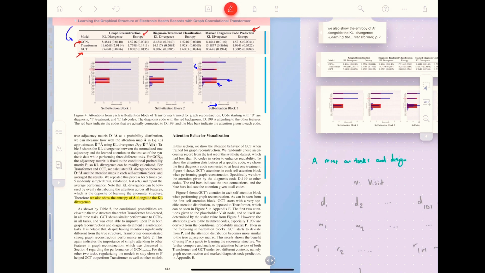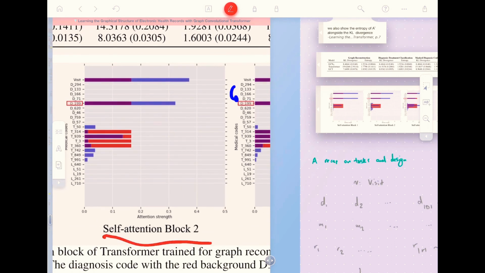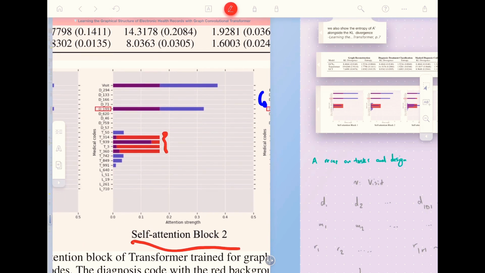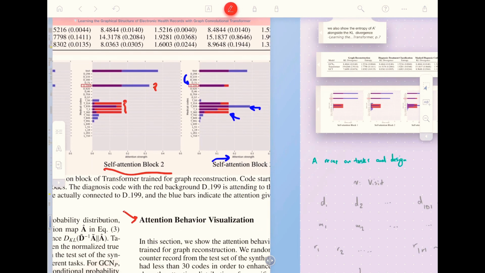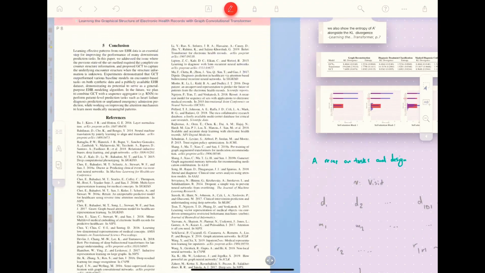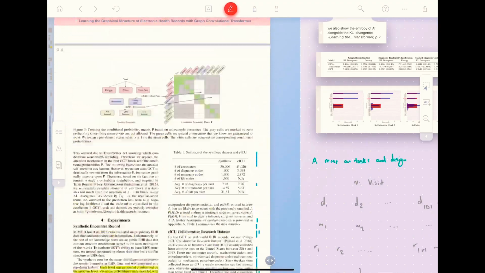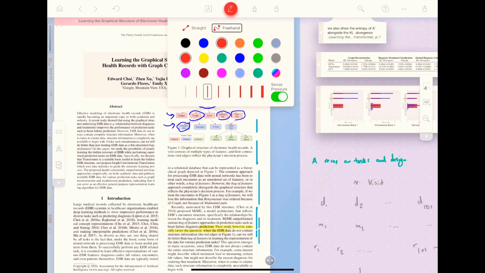And the last part of this paper is going over the attention behavior visualization, in which, for example, we have self-attention block 2 here. The red bars indicate that there exists a connection. These are ground truths. The blue bars are the attention weights, and the purple is the overlap of these two. For example, we can see that the attentions here are very well and properly adjusted. And this sums up this paper, in which we are basically learning the structure of various features in understanding electronic health records.